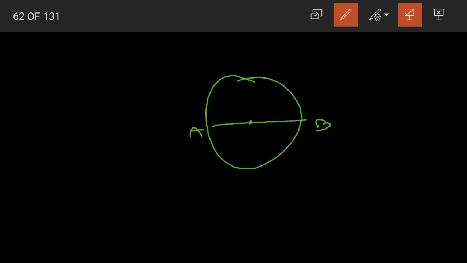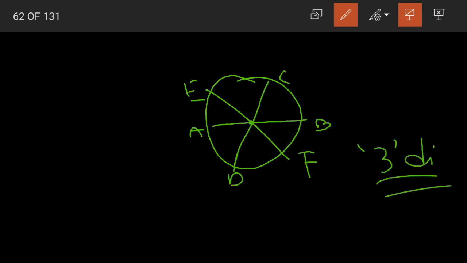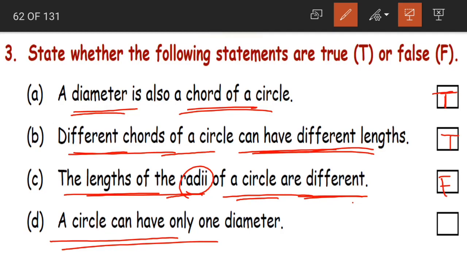And coming to the last one, a circle can have only one diameter. This is our circle, so AB is one diameter, CD is another diameter, EF is another diameter. Here itself we have drawn 3 diameters for our given circle. Not only 3, we can draw even more diameters. So is it correct that a circle can have only one diameter? No, it is false.